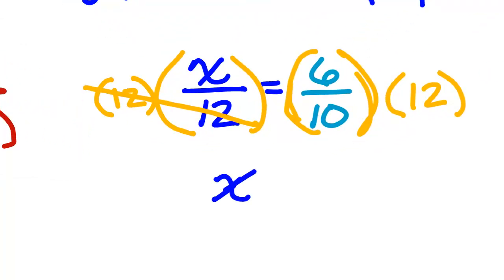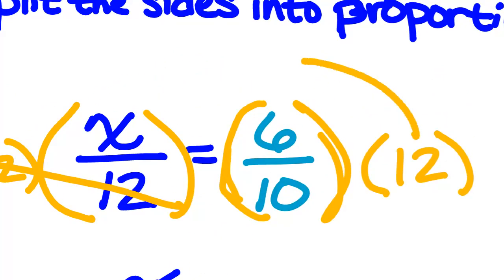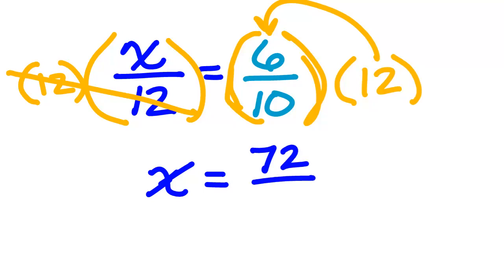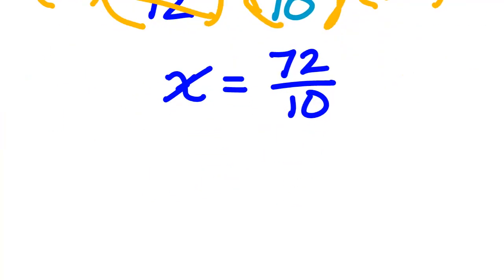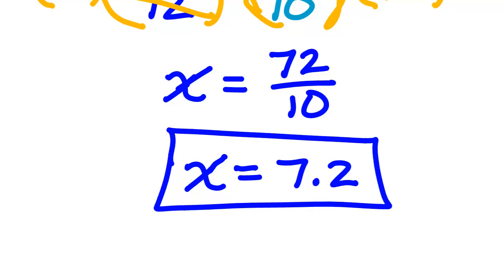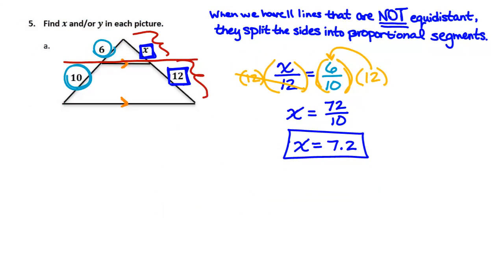So I would have x equals, that 12 only distributes up to the 6. What is 12 times 6? 72 over 10. What is 72 divided by 10? 7.2. Yeah, on this particular one, cross multiplying might take one extra step, but it's the exact same answer.